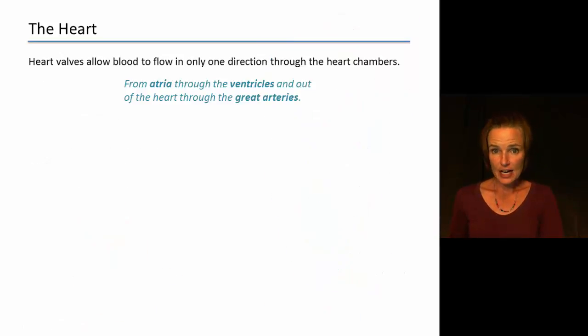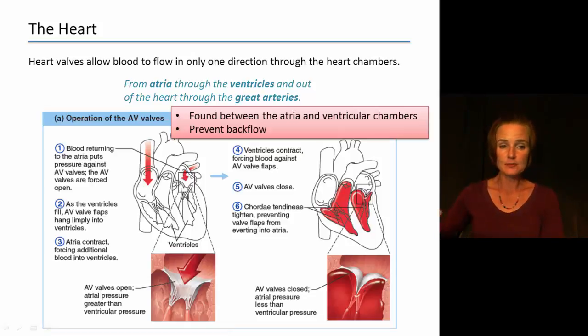The heart also has some valves, and the job of the valves is to allow the blood to only flow in one direction through the heart chambers. And when we say one direction, this is from the atria through the ventricles and then out of the heart through the great arteries. So atria to ventricles to the great arteries. And so there's different types of valves that'll be involved in this.